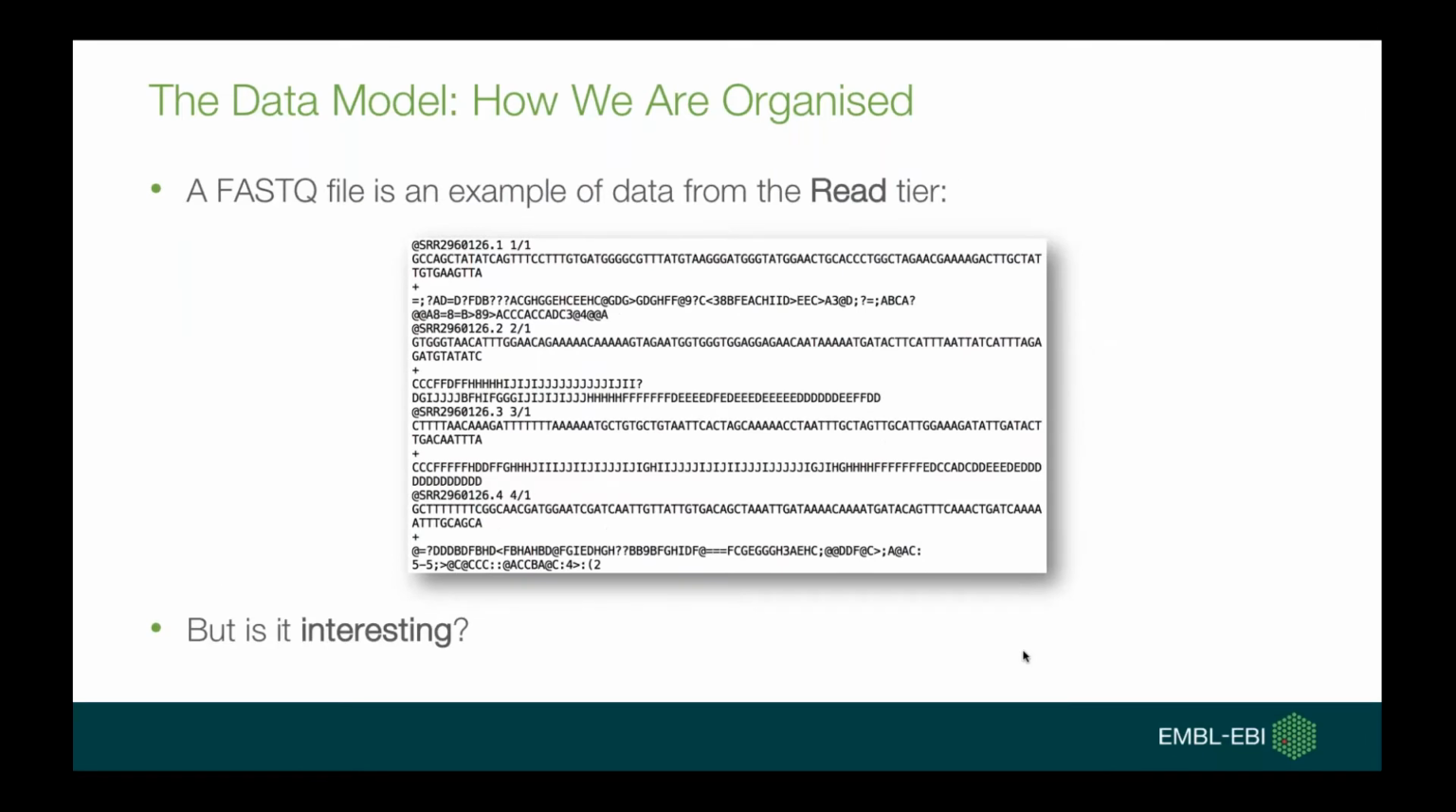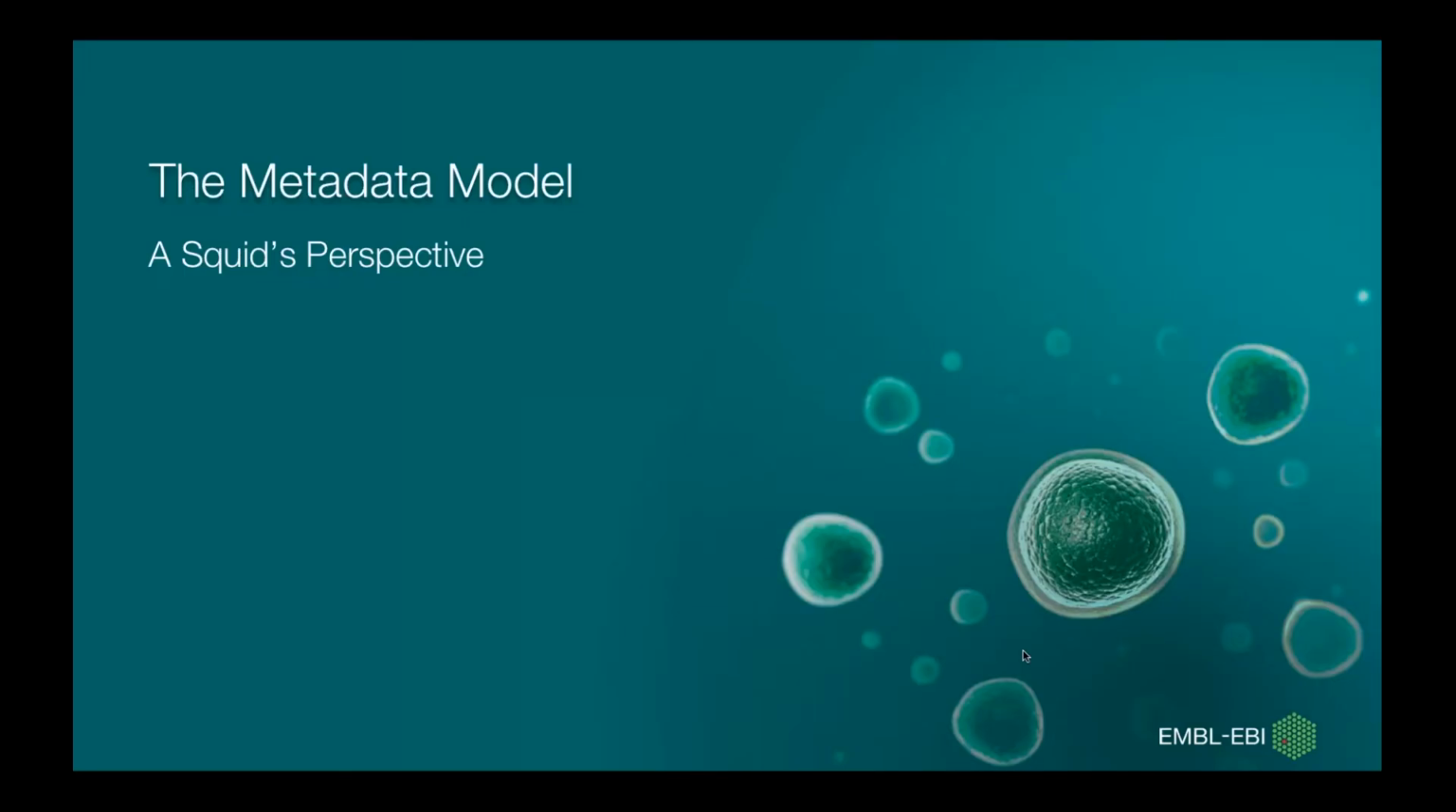So here we see a FASTQ file, and this is an example of data from the read tier. But it's not very interesting because it's just a bunch of letters in a file. It doesn't tell us anything. We can't learn anything by looking at this file. To make this interesting, we need metadata. We need to know how that data was produced and why. So that brings us neatly to the metadata model.